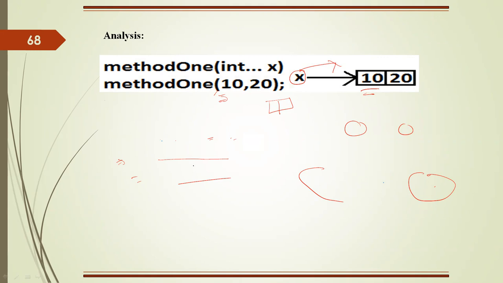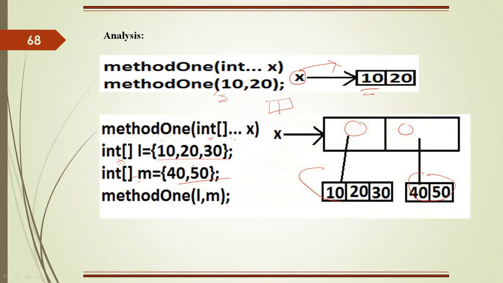Become this. Method one, taking a varargs method, int... i, and passing 10, 20 in a list. This one, method one, and m.